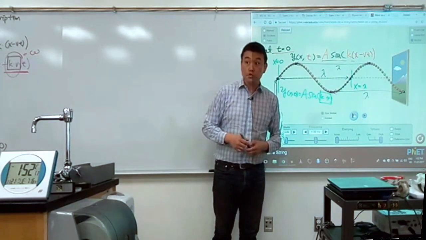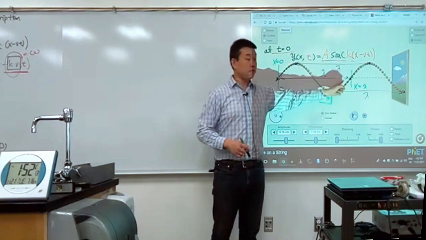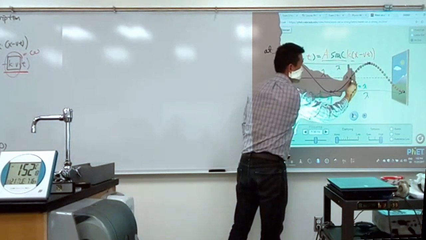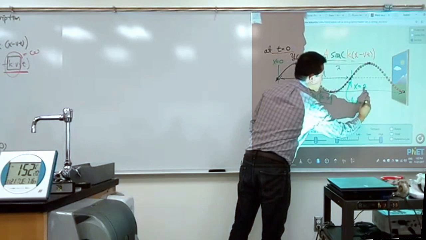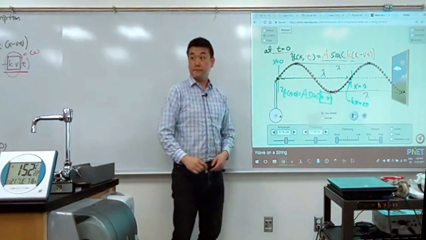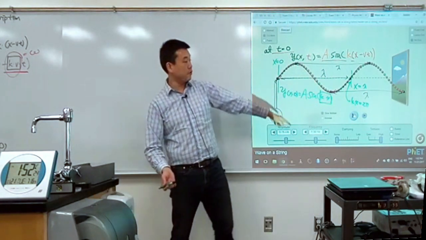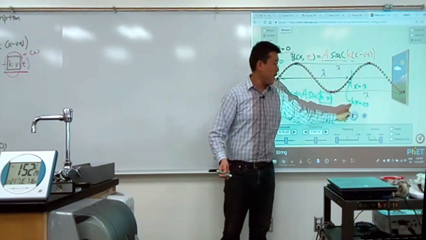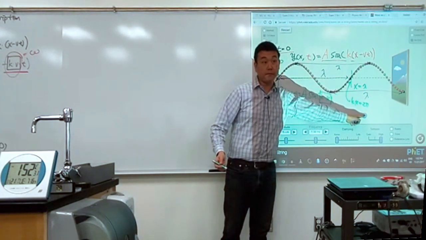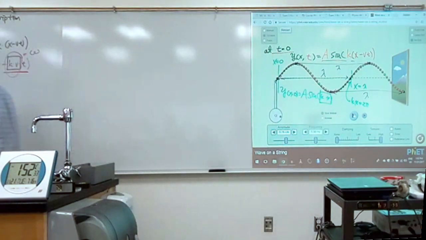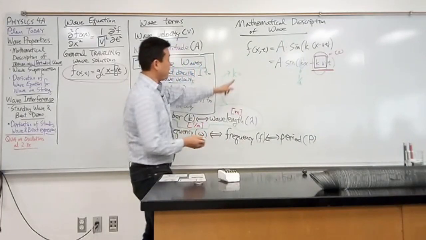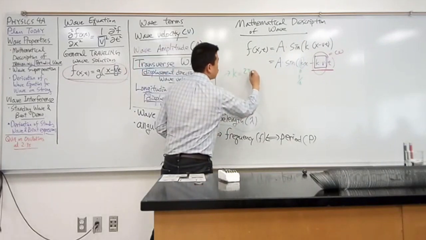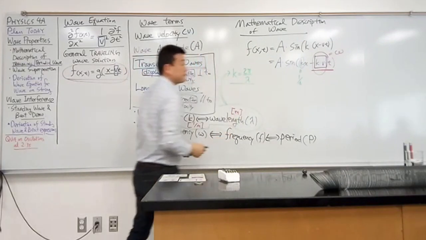2 pi, right? So one cycle is 2 pi. So at this point, what we can say is kx must be equal to 2 pi. Now we have enough information to solve for what k should be. x is equal to lambda, so k is equal to 2 pi over lambda. So that's the relationship between wave number and wavelength. Wave number is related to wavelength by 2 pi over lambda.